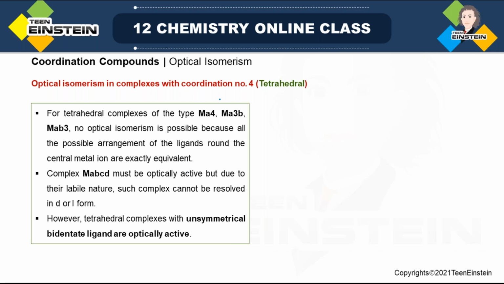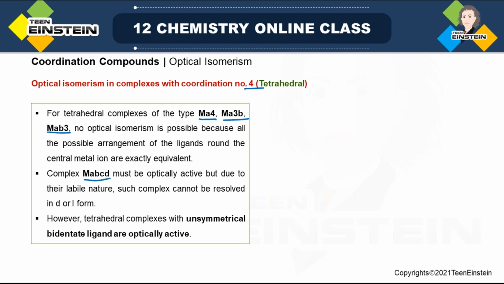Optical isomerism in complexes with coordination number 4. Now when we are saying coordination number 4, it may be tetrahedral, it may be square planar. So first we are seeing what happens in tetrahedral. For tetrahedral complexes of type MA4, all same, then A3B or AB3, optical isomerism is not possible, because all the possible arrangements of the ligands around the central metal ion are exactly equivalent.